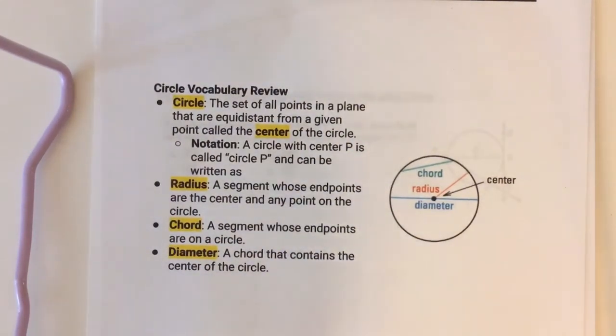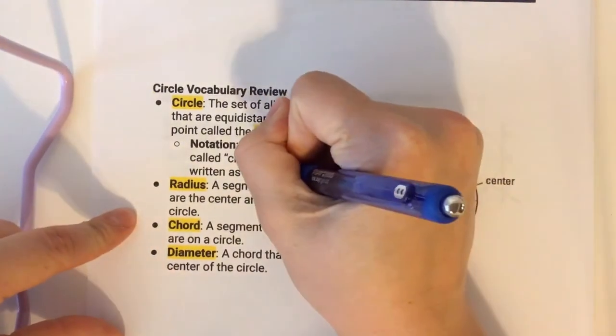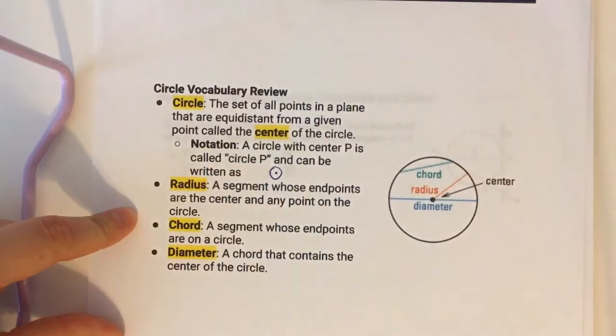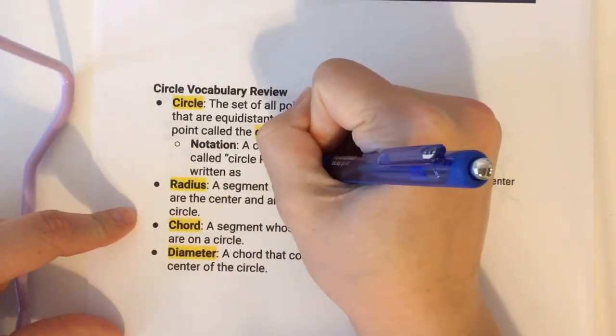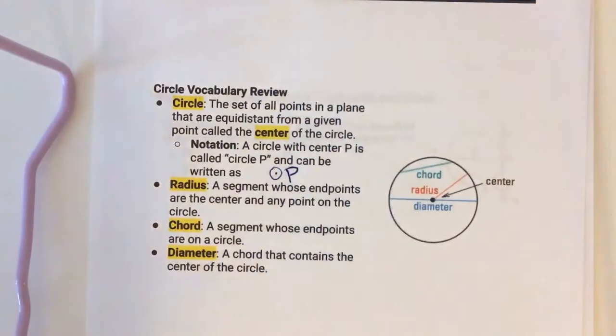Definition of a circle: the set of all points in a plane that are equidistant from the given point called the center of the circle. So equidistance means same distance. Our notation for a circle is very similar to how we talked about parallelograms and triangles. A circle with center P is called circle P and can be written as, we just draw a circle with a little center and then whatever we're calling it, so in this case it's P. So just like we used a triangle or a little parallelogram, same idea with the circle.